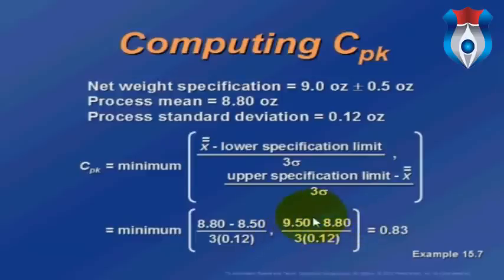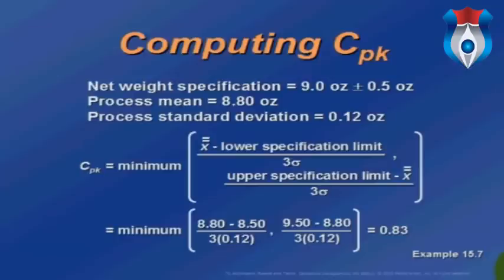Now what we want to do is take whichever one of these values is the least, and that is the one we're going to work with. In this case, the lower value is 0.83. And a CPK that's less than 1 tells us that our process is not capable. Our process is not capable.